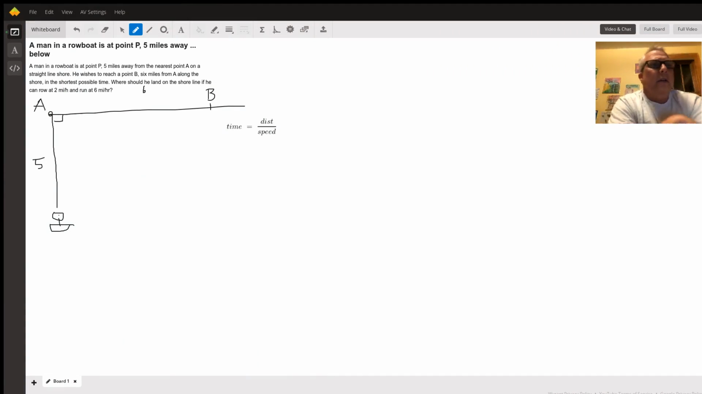This is a classic calculus optimization question. If you set up your diagram as I've done here, you're going to be able to define the total time that the travel will take in terms of a single variable, which we'll call x. This is the distance away from point A that the man will row to before running. You can see that that'll be the hypotenuse. The distance that he will row will be the hypotenuse of a right triangle.